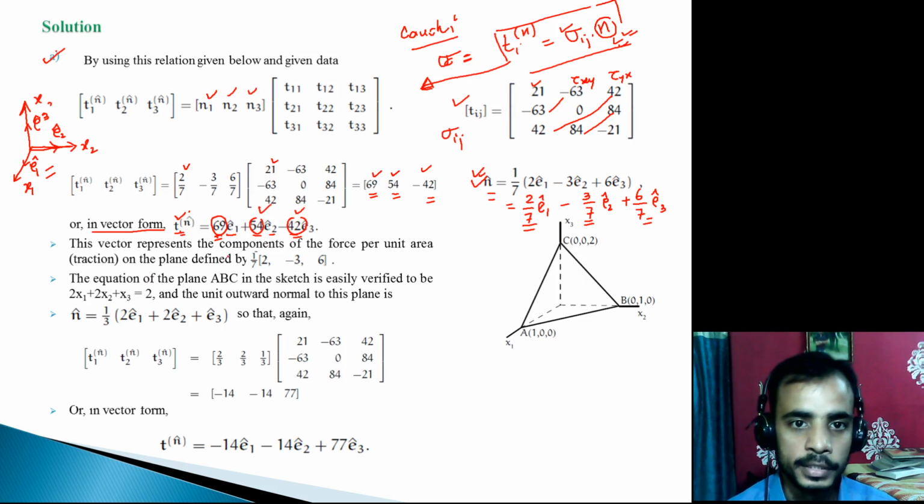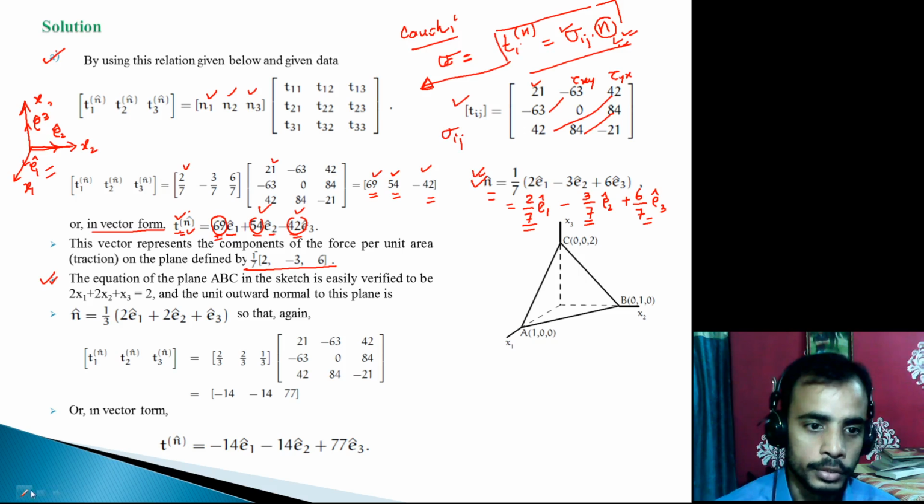So this vector represents the components of force per unit area on the plane defined by the normal, and this T^n is for any plane whose normal is given by this vector.